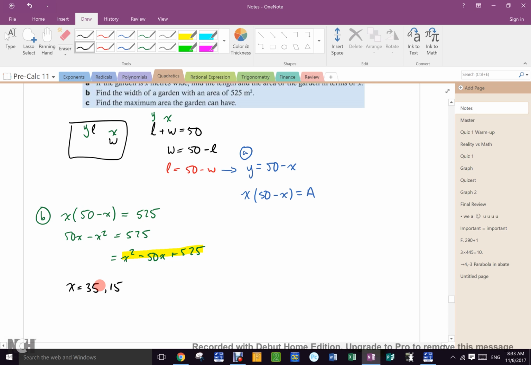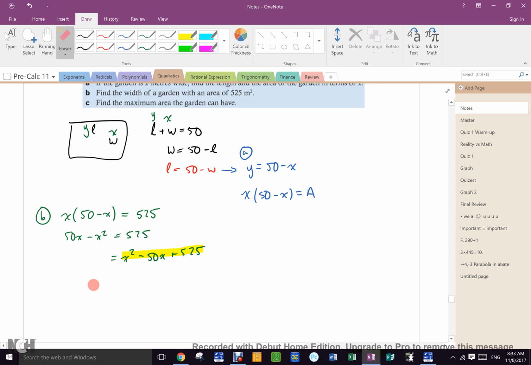Who else did something here? Did you all get 35 and 15, or did you get a negative? Or did I make a mistake? You got 35 and 15? Yeah? With complete the square? Because that's what I did here. Because as soon as I see complete the square, I like to do that.